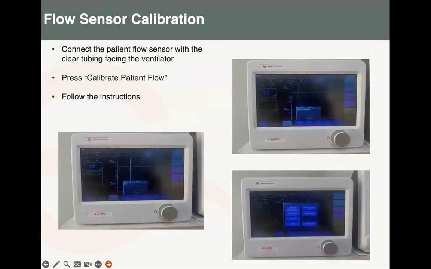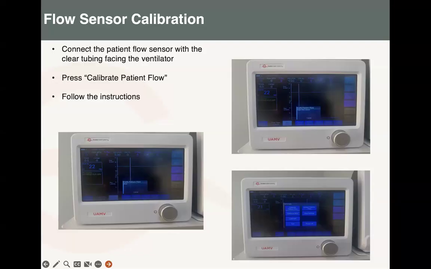Okay, so hoping the connection is okay. What you have to do once you have done the connection, as was shown in the previous slide, is place the patient flow sensor with the clear tube facing the ventilator, which means the blue one toward the patient, which is away from the machine. You go to the setting, then calibrate patient flow, and after that you will follow the instructions.